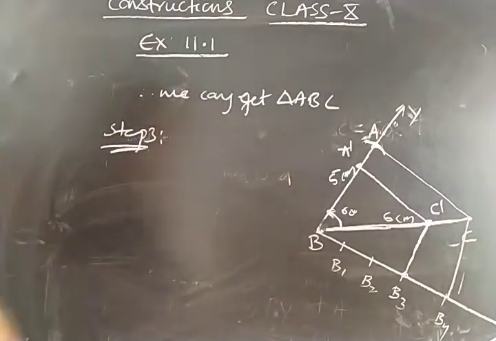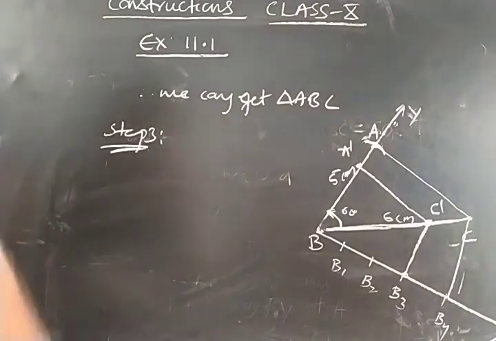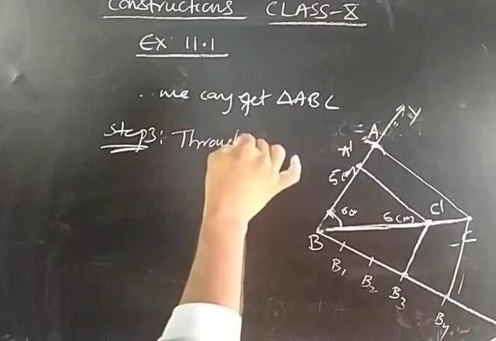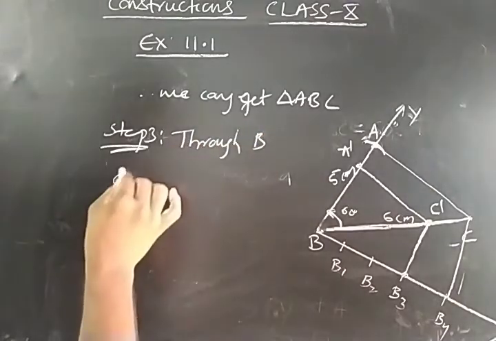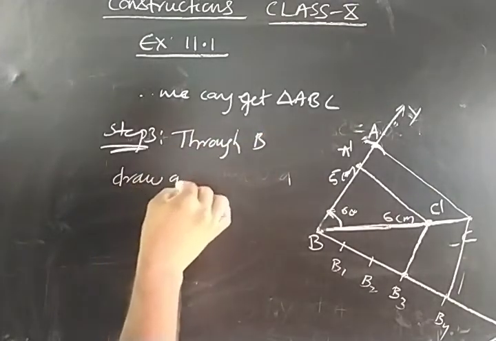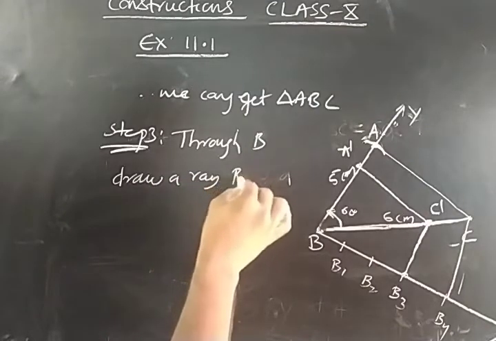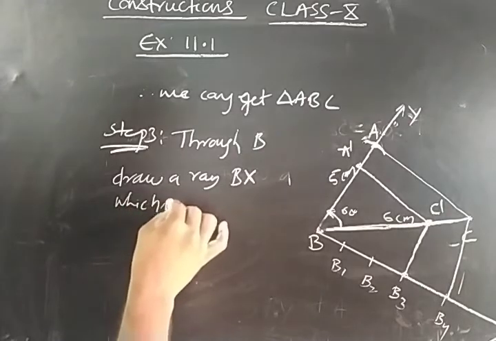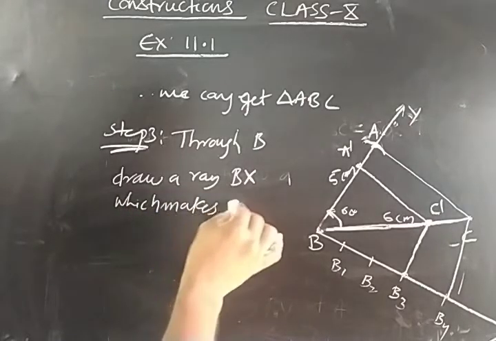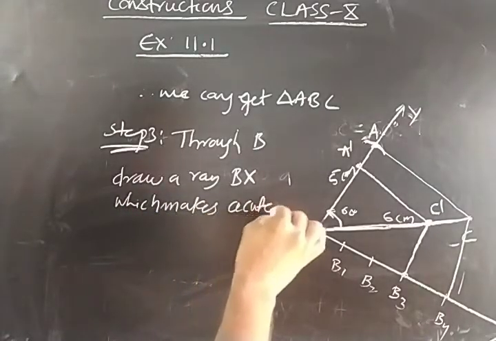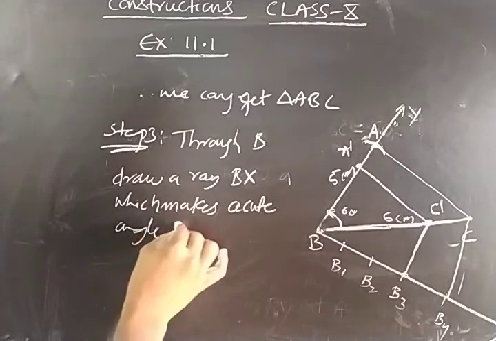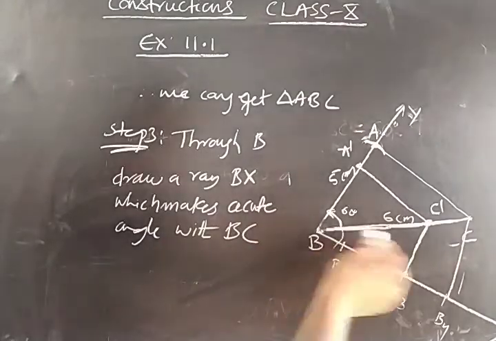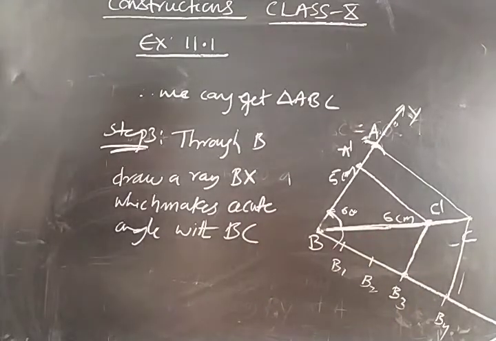To step 3, we are going to construct a similar triangle. For this, through B, draw a ray BX, which makes an acute angle with BC, right? Next, step 4.